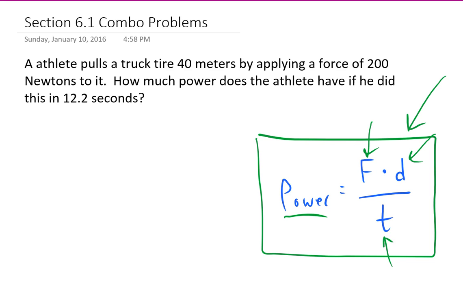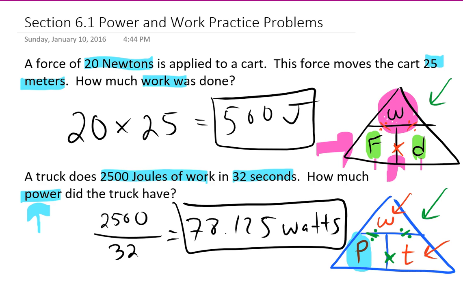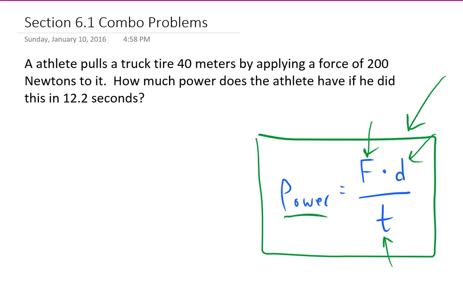Essentially, if it's asking for power, but it has force and displacement in there, we can't use our triangle, but we can use our combo equation. And let's do just that in this problem. Just like in the others, we need to look at what numbers we have and figure out what part of the equation they go with. It says here, an athlete pulls a truck tire 40 meters by applying a force of 200 newtons to it. How much power does the athlete have if he did this in 12.2 seconds?